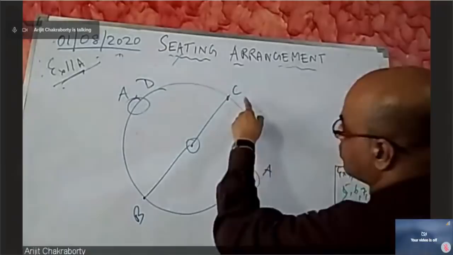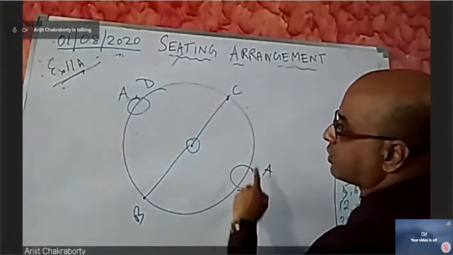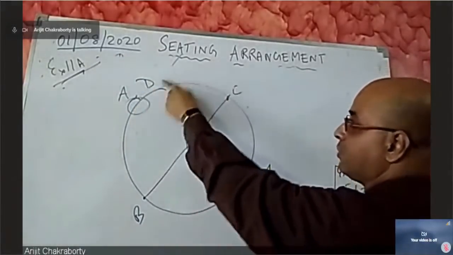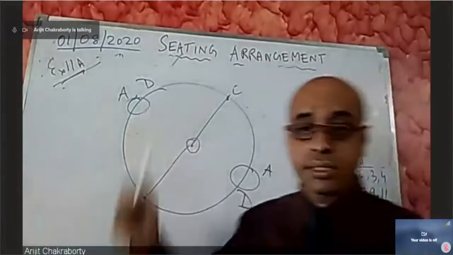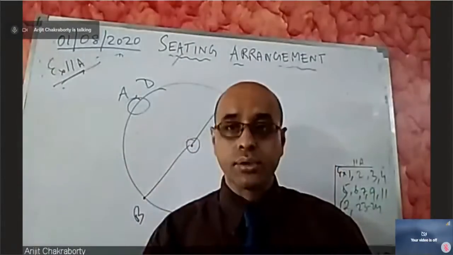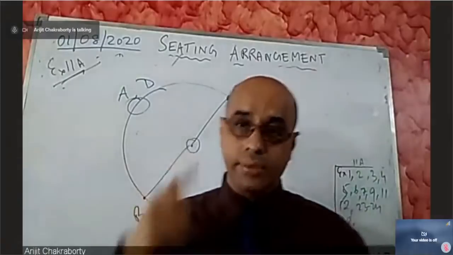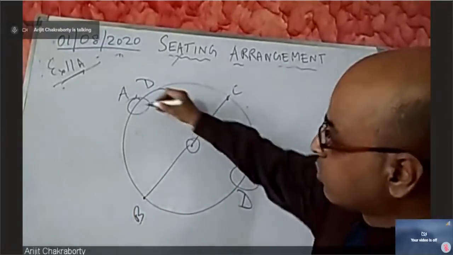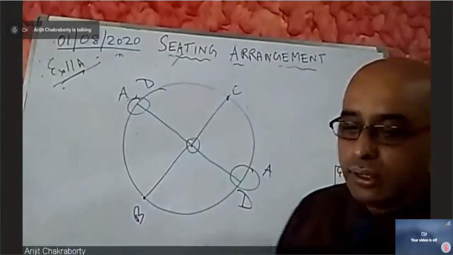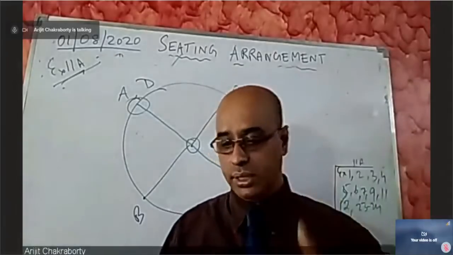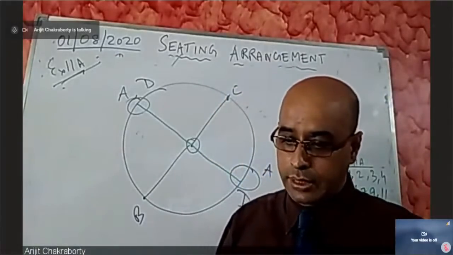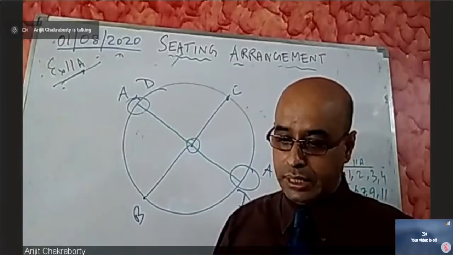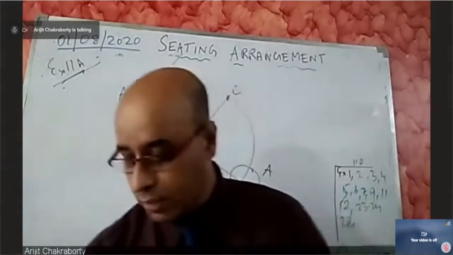D is left of C. No, this is not satisfied. Of course, if D is sitting here, then D will be left of C, but it is not a necessary condition. The question is, which of the following is definitely true? I think A and D will be facing in front of each other. So this is 28. We have solved it.